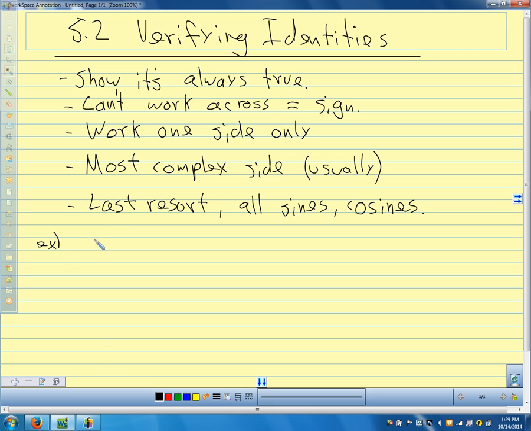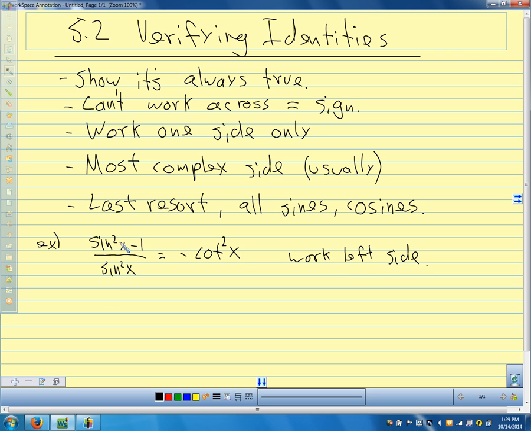So we want to verify sine squared x minus 1 over sine squared x equals minus cotangent squared x. So we want to show that we can turn one side of this equation into the other. So which side should we work? Work the left. That's the most complicated side. So let's start out with what we know.